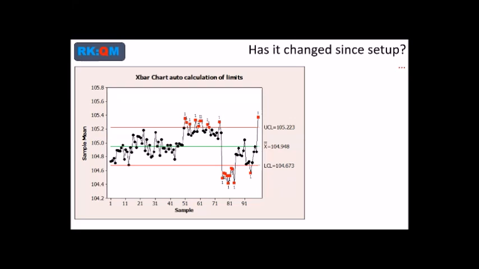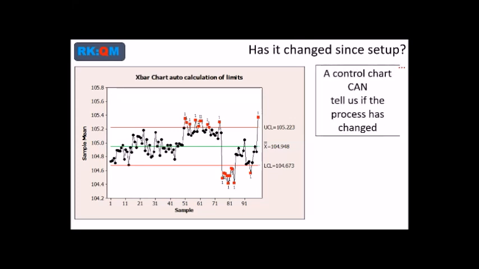And we need to ask, why has it changed? So we can prevent that happening again, save time in the future. Using control charts like this is continuous improvement. Yes, measurement can tell us if the process has changed in setup, but it cannot tell us if the product is good.